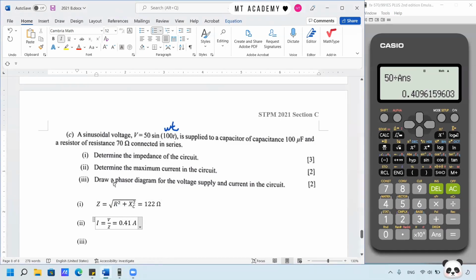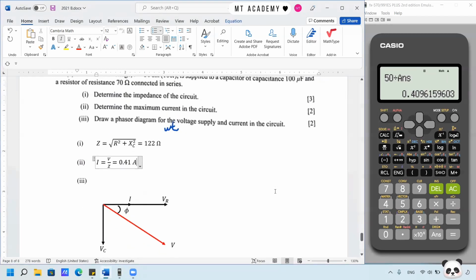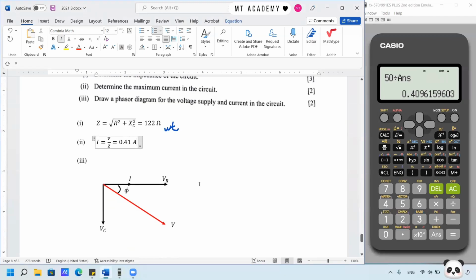And then the last question is to draw a phasor diagram for the voltage supply and the current in the circuit. This is also what we have learned before. Question 20 is quite similar to the syllabus. We have this phasor diagram that we have learned before. Make sure you remember that the voltage across the capacitor is lagging behind the current, and the voltage across the resistor is in phase with the current. So this is standard. The voltage supply is in this direction, so it will be lagging behind the current. Maybe you can find the phasor angle, or maybe you can just leave the answer as this.